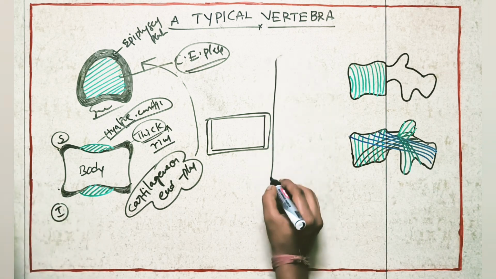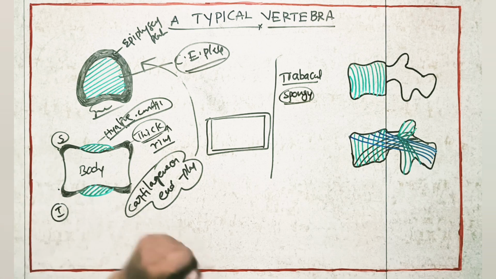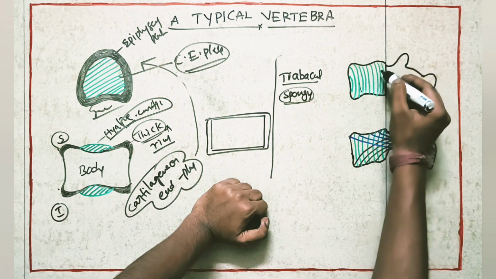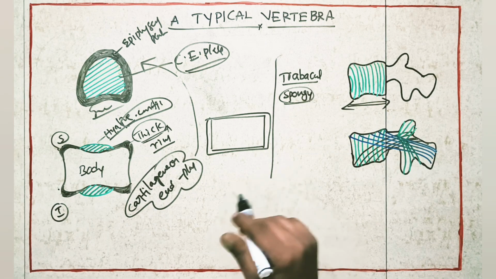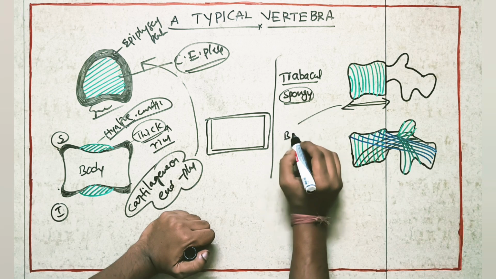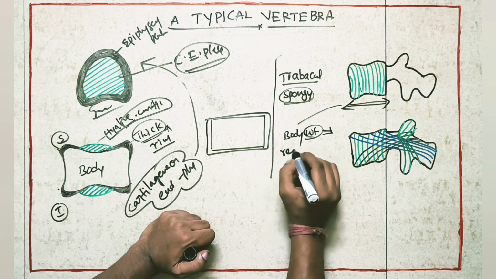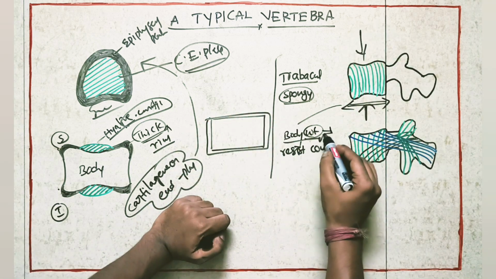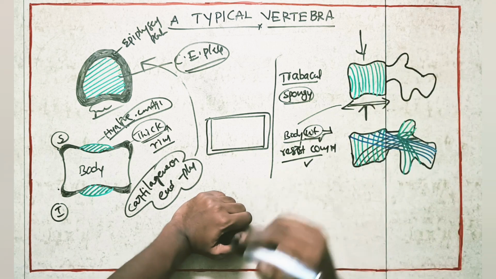Whereas if we come to the trabecular system, otherwise spongy bone, in the body of the vertebra the trabecular system is vertical. This vertical trabecular system is helpful in body weight transmission and at the same time resists the compression force. So for body weight transmission and resisting compression forces, the vertical trabeculae in the spongy bone are helpful for the body.